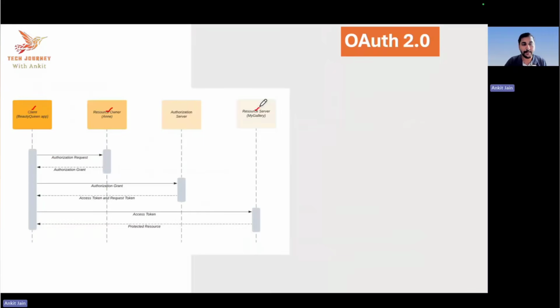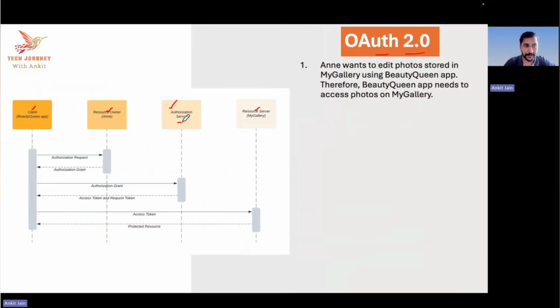Again, I will talk about this terminology in detail down the line, covering all the different actors of OAuth 2.0. But before we go there, there's one additional entity that has been introduced in OAuth 2.0, which is referred to as the authorization server. This piece was missing in the OAuth 1.0 flow, but it is available in OAuth 2.0.